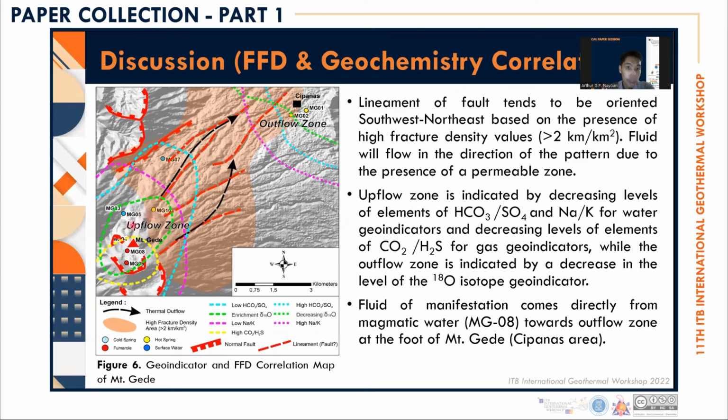the upflow zone to the outflow zone, and the outflow zone is characterized by the geochemistry analysis and also the geoindicator analysis. The outflow zone is the Mg1, the Mg2 in the Cipanas area, which means this area is the discharge zone, and this is also supported by the bicarbonate hot spring in this area.